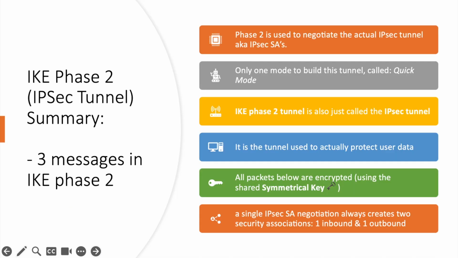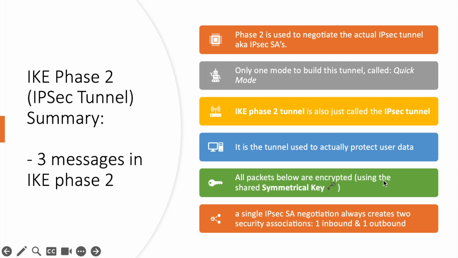So again, let's do a summary of the IKE phase 2 tunnel. The IKE phase 2 tunnel is used to negotiate the actual IPsec tunnel, the IPsec Security Association per se. There's only one mode to this, which is called quick mode, and it's also just called the IPsec tunnel, which I've mentioned a good number of times. It's the tunnel that's actually used to protect the user data, and all the packets below are encrypted.